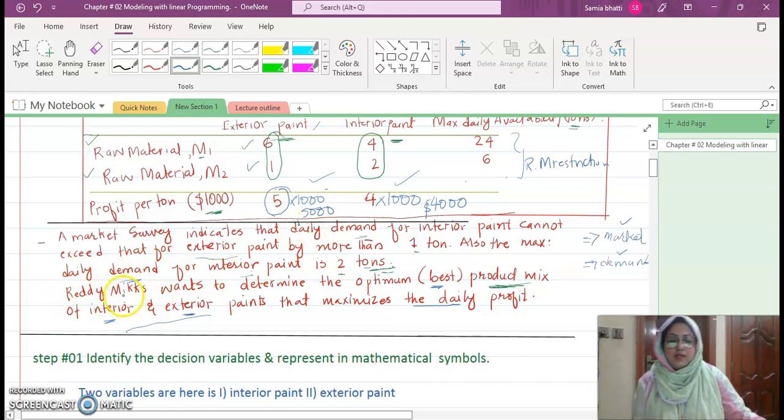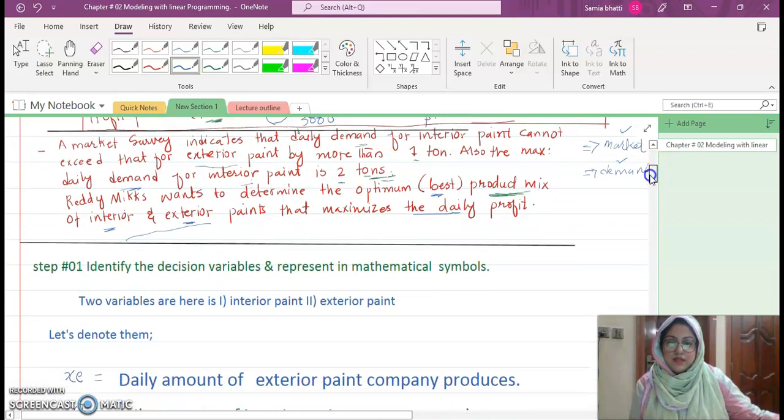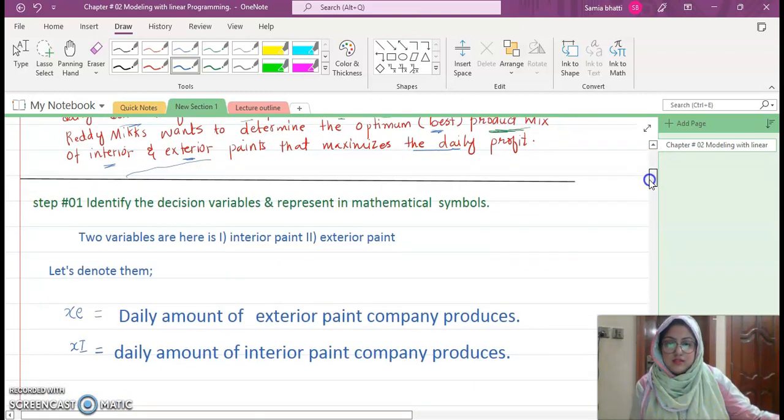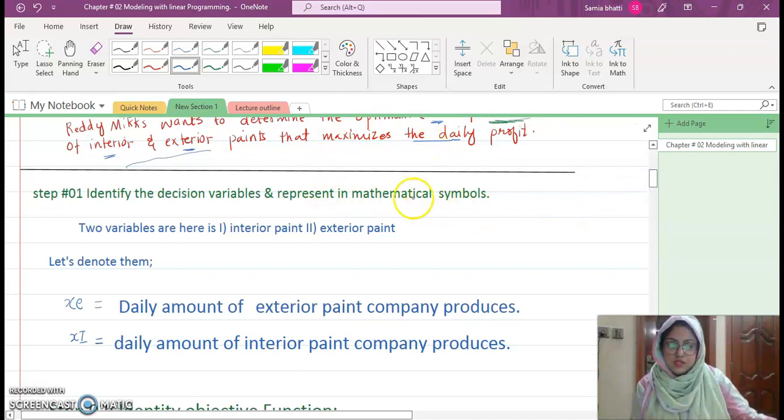Now we are going to learn what the series of steps are, as we have discussed already in the slides. So we are breaking down this question now into a series of steps. Step number 1 is to identify the decision variables and represent them in mathematical symbols, or represent them mathematically. Variable determination is important, because we cannot talk about interior paint and exterior paint by name. We have to assign them some variable.